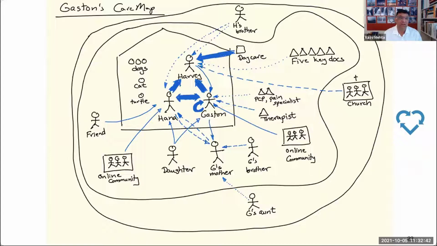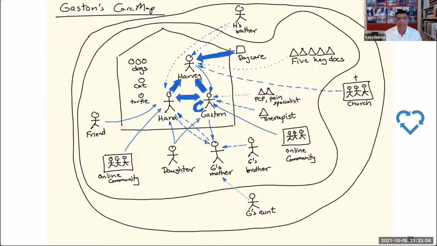Likewise, Gaston actually has a big fat arrow back to himself because he has a slew of health issues and he does a lot every day to care for himself, and he wanted to acknowledge that. But you can see that there's just a lot of arrows going to each other. Gaston's also caring for his mother, and he and his wife are very connected.